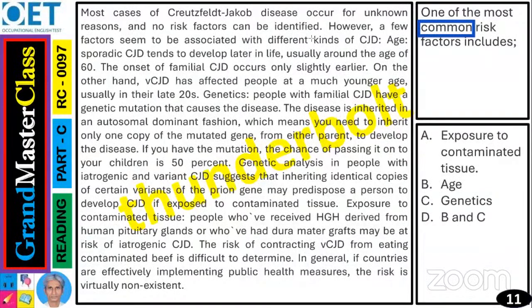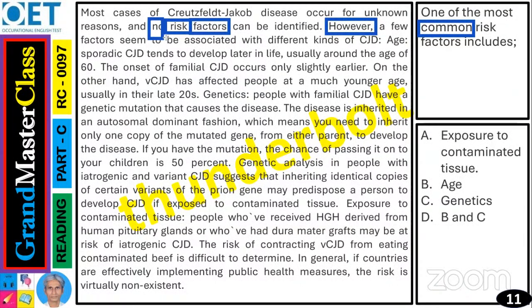Okay. Now let us see. So factors is there. Risk is there. Most cases of CJD occur for unknown reasons and no risk factors can be identified. Okay. So there is no risk factor which can be identified. But one of the most common risk factors, however, it cannot be identified. However, from here the answer starts.